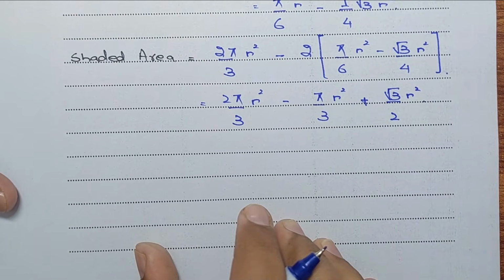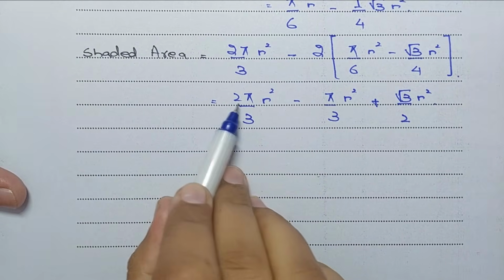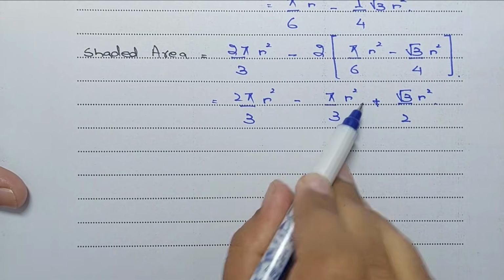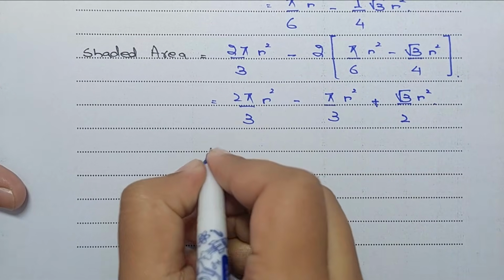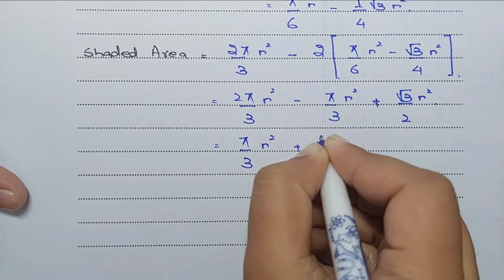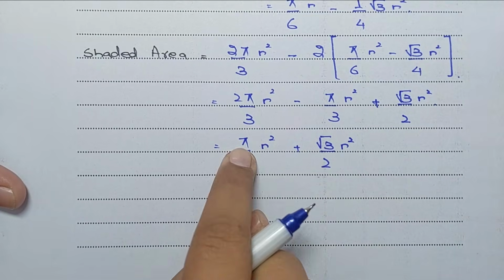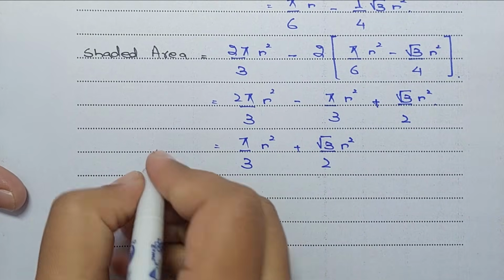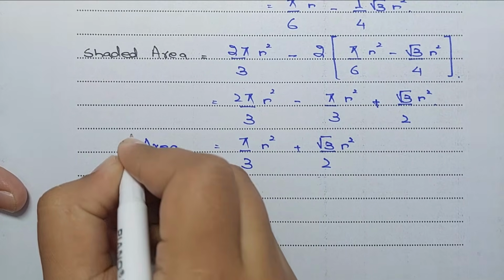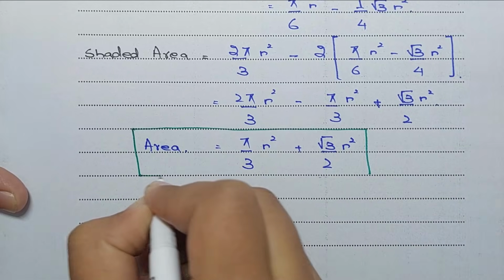Okay. All right. So we have 2 pi by 3 minus pi by 3. So pi r square over 3 and 3. So 2 minus 1 is just 1. So pi over 3 r square plus root 3 over 2 r square. So now this area is in terms of pi r and root 3. Now this is the shaded area. I hope this is clear now.